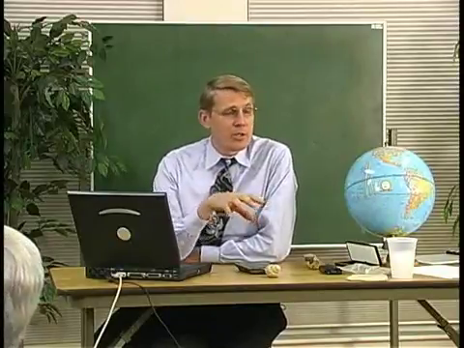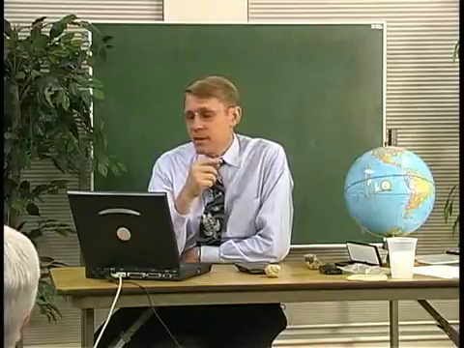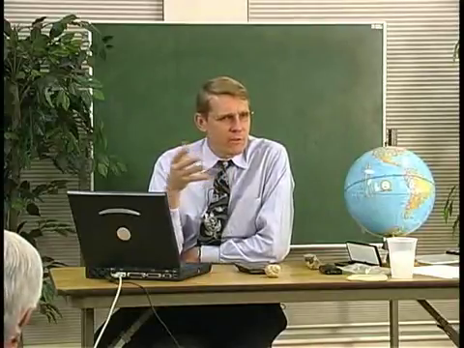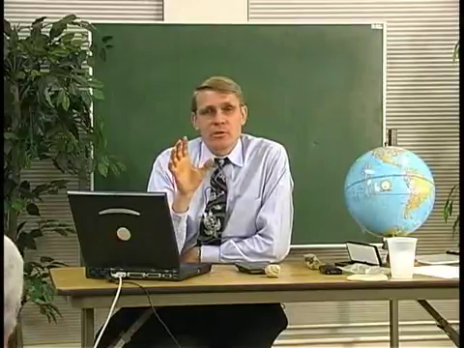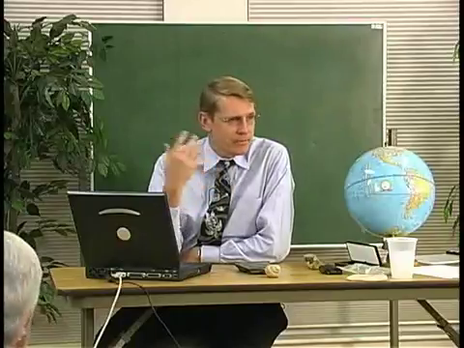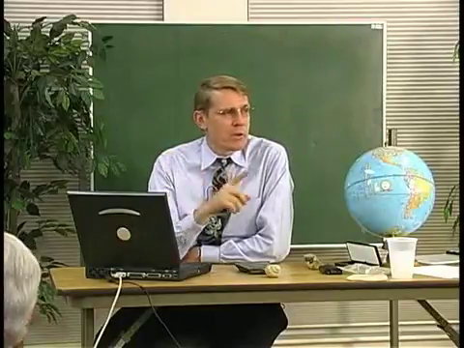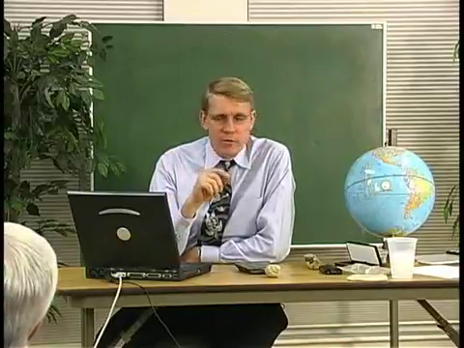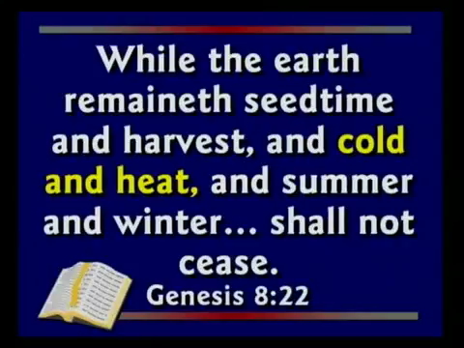Now, seasons are mentioned in Genesis chapter 1, I think. But it's not necessarily referring to seasons as in summer, winter, spring, fall, though it may be. The Bible simply doesn't say. I think it's referring more to the length of the year, a yearly cycle. 1 year is one trip around the sun. The first mention of cold weather, however, is right here in Genesis chapter 8. Now, this is after the flood. While the earth remaineth, seed time and harvest, and cold and heat, and summer and winter shall not cease.